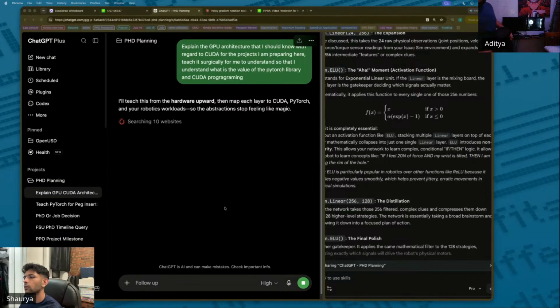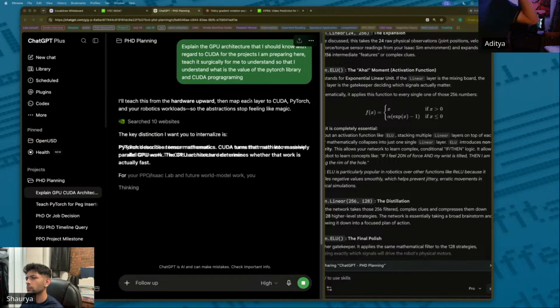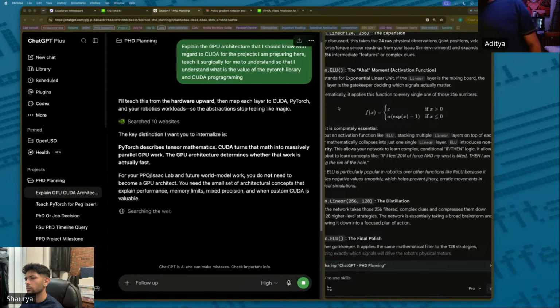matmul. Matrix multiplication: explain the GPU architecture I should know with regard to CUDA for the project I'm preparing here, teach it surgically. So Python handles tensor mathematics. CUDA turns that math into massively parallel GPU work. GPU architecture determines whether that work is actually fast.